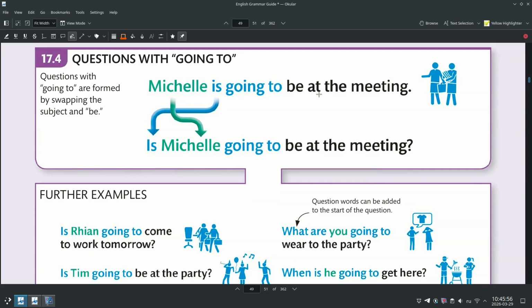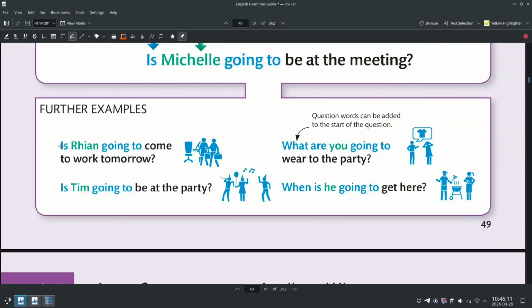Questions with going to. Questions with going to are formed by swapping the subject and be. Michelle is going to be at the meeting. Is Michelle going to be at the meeting? Further examples. Is Ryan going to come to work tomorrow? Is Tim going to be at the party? What are you going to wear to the party? When is he going to get here?